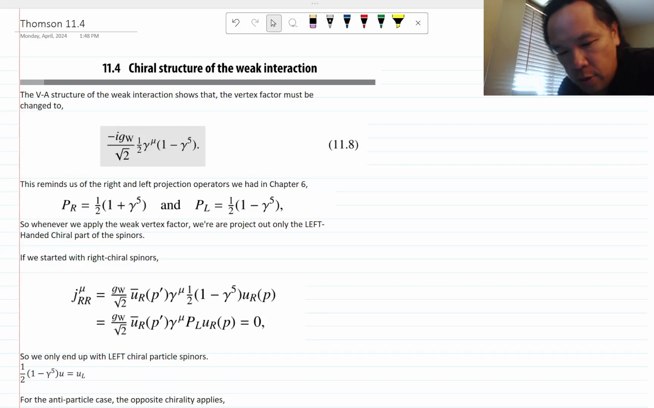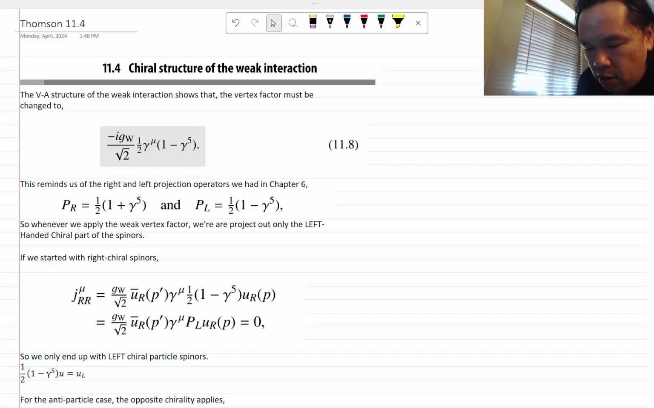Hi everyone. So now we're going to go on to Thomson 11.4, which is going to tell us about the chiral structure of the weak interaction. This is going to bring home why the weak interaction actually violates parity. So the V minus A, remember V is the vector and A is the axial vector. So V minus A is the vector, axial vector. So that's why people say V minus A.